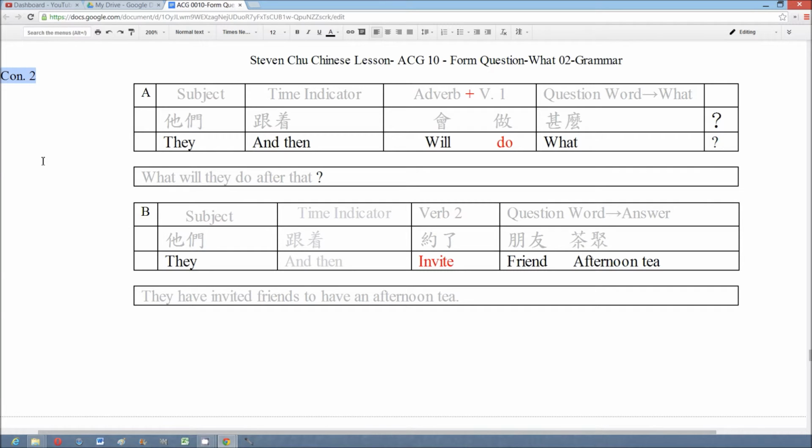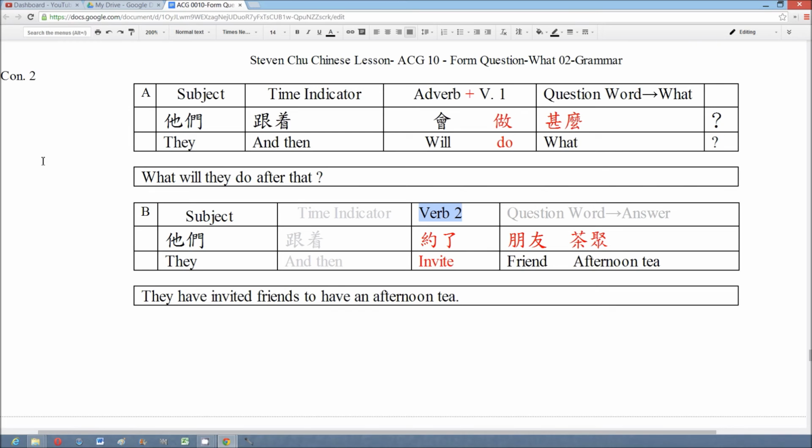This example is from the conversation tool and is asking the future action of the subject. 他们跟着会做什么? What will they do after that? This question is also formed by the basic sentence. Subject, time indicator, verb, and question word what. And the answer is 他们约了朋友茶聚. They have invited friends to have an afternoon tea.